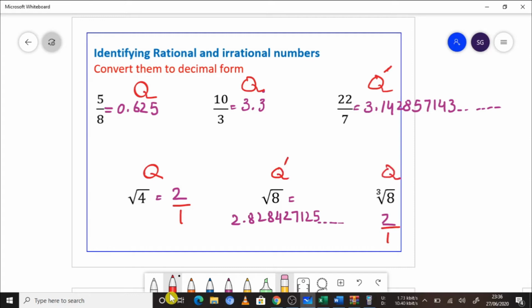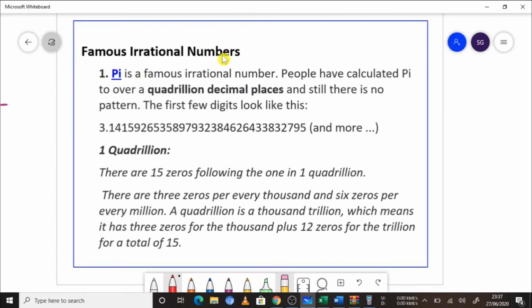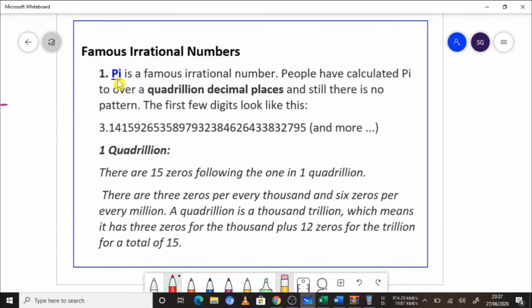So guys, this is how you identify rationals and irrationals using the decimal form, and that's possibly the best way for you at this stage. Okay, so there are some famous irrational numbers that we already know. One of them is pi. You might have heard about it. It's not the pie that we eat. It's pi, represented by the Greek letter. So this is a famous irrational number.